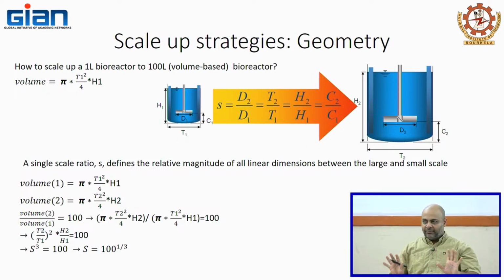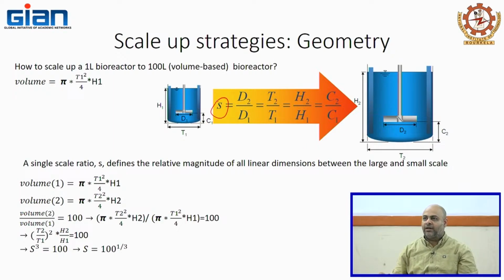This is an example. If you are scaling up a 1 liter bioreactor to a 100 liter volume based bioreactor, the volume is pi T1 square by 4, where T1 is your diameter for the smaller one. So, pi d square by 4, right, times H1, which is your height for the small one. So, you are looking at S.